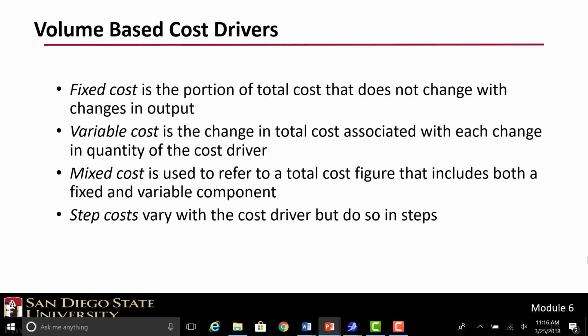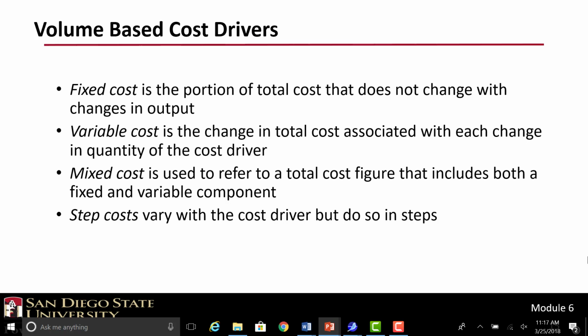So for example, think of the rent for the McDonald's. That's a classic fixed cost, right? It doesn't really change no matter how many hamburgers I make that day. Whereas the cost of the patty, that's a variable cost that does change with each change in quantity of the cost driver. A mixed cost is used to refer to a total cost that includes both a fixed and a variable component. And step costs vary with the cost driver, but do so in steps.